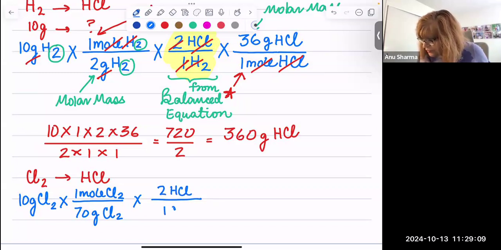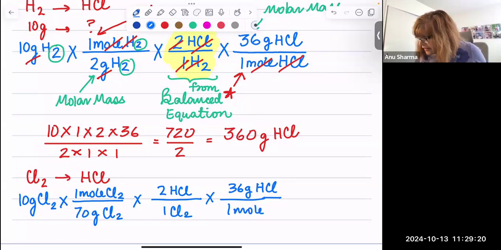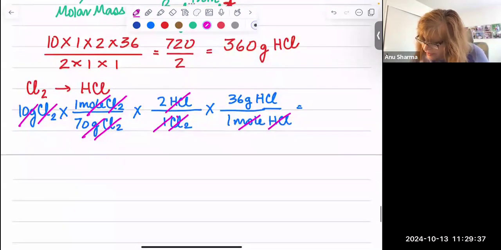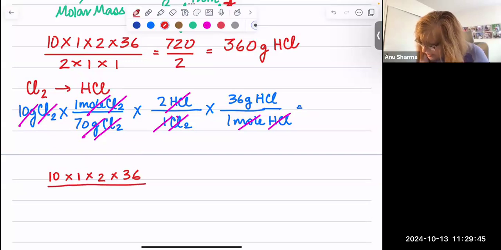1 mole of Cl2 times now 36 grams of HCl over 1 mole of HCl. Okay, so as shown above also, grams of Cl2 cancel out, moles of Cl2 cancel out, moles of HCl cancel out. So what are we left with now? We are left with 10 times 1 times 2 times 36, divided by 70 times 1 times 1.